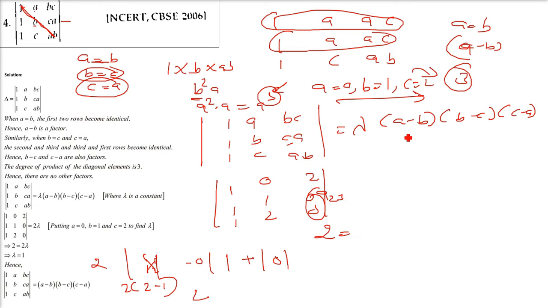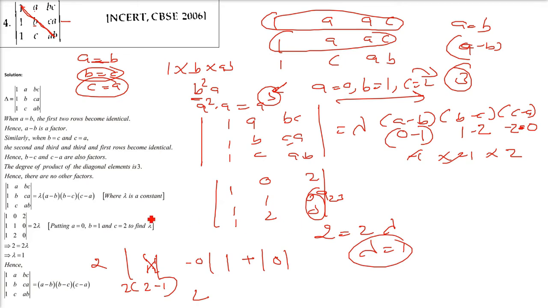Now put a as 0, b as 1, c as 2 on the right hand side as well. 0 minus 1, 1 minus 2, and 2 minus 0. What do you get? Minus 1 into minus 1 into 2. Minus minus becomes plus. You multiply it by 2. So what do you get? It's 2. So 2 equals lambda times 2, so lambda will be equal to 1. So just write 1 in place of lambda, and that is going to be your final solution.